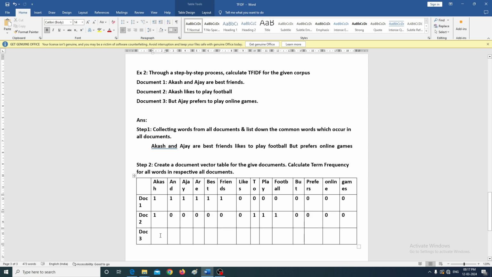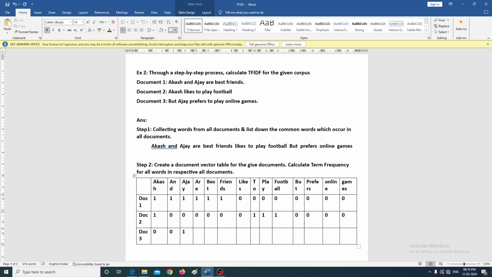Coming to document 3, let's take document 3: But Ajay prefers to online games. We don't have the Akash word in document 3, so the term frequency of the Akash word would be 0. Next, there is no end word, so the term frequency of the end word would be 0. Ajay, we have only one time here, so the term frequency of Ajay would be 1.